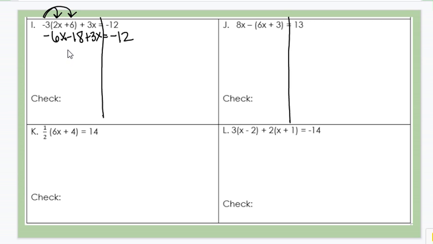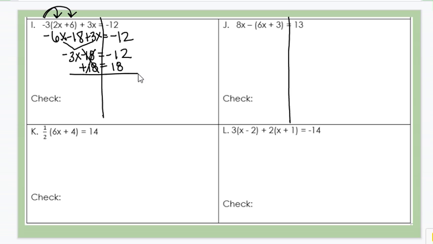Step 2, combine like terms on the same side. So I can combine -6x and +3x. That gives me -3x. Bring down my -18, and this equals -12. Next step, get rid of our constant, which is -18. So the opposite of that, the inverse, would be adding 18. What you do to one side, you do to the other.